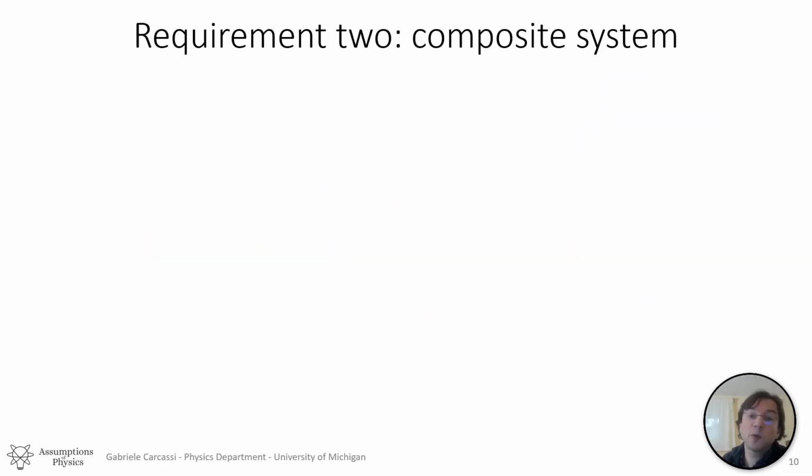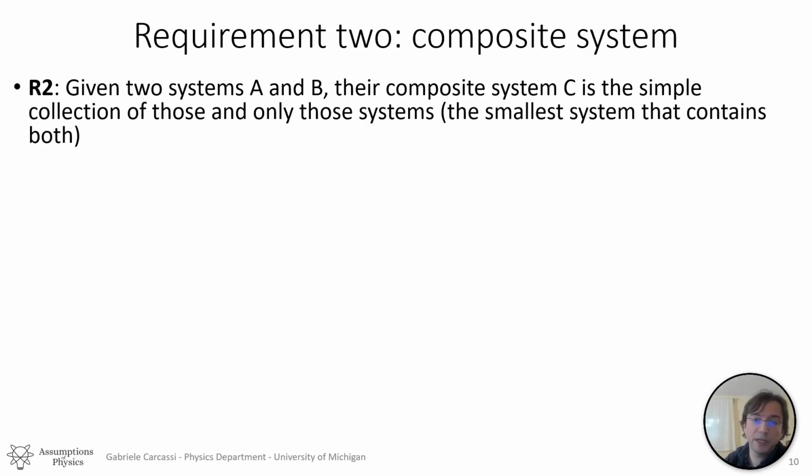Okay, so for the second requirement, we have to specify exactly what a composite system is. And logically, given two systems A and B, their composite system is the simple collection of those and only those systems. So you can think of it as the smallest system that contains both, right? This is a very intuitive way to think about it, but again, how are we going to specify that in a mathematical language? So we'll break this down into two requirements that do not fully specify what a composite system is, but tell us that a composite system at least must have these two properties, and it turns out that these two properties are actually enough to get the result that we want.